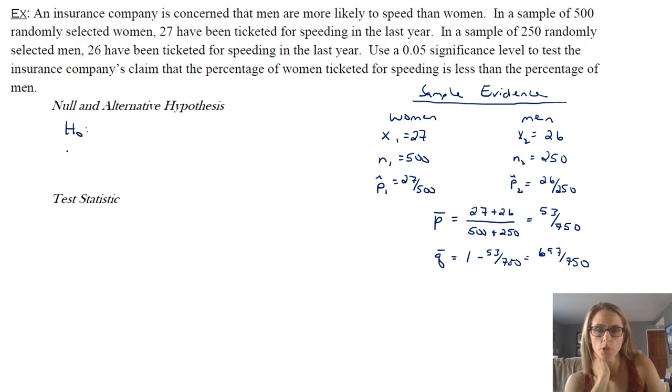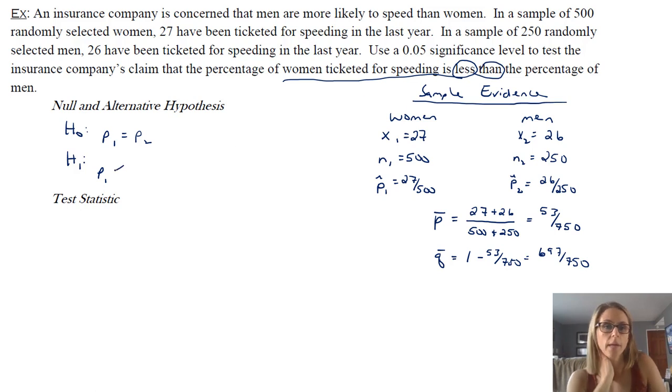So let's come up with our null and alternative. One thing to notice with these problems in 9.1 and 9.2 is that we will not have numbers in our null and alternative, because you're saying is P1 equal to P2, or in this case, notice that it says percentage of women ticketed for speeding is less than. So that's telling us the sign that we need. P1 is less than P2. Okay, so no numbers there because we're just comparing the two proportions.